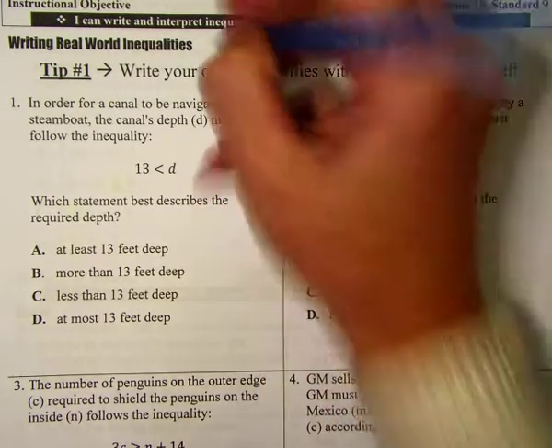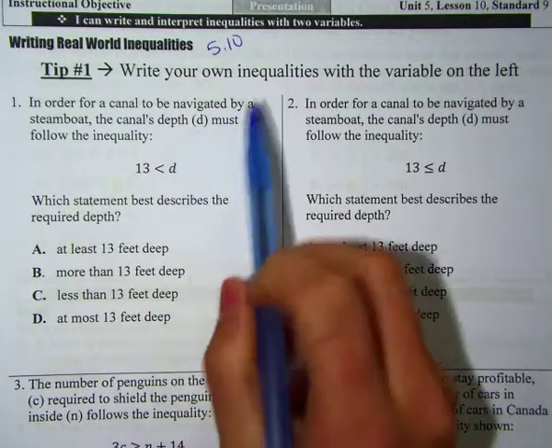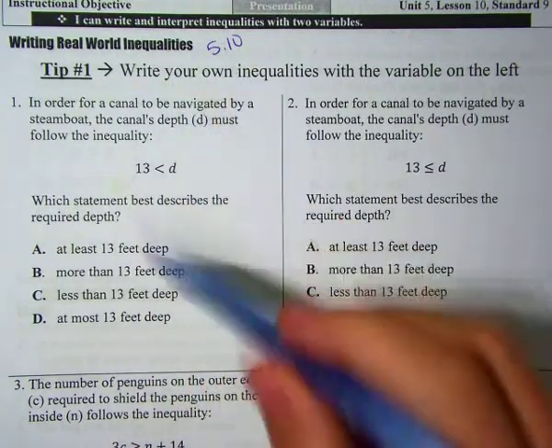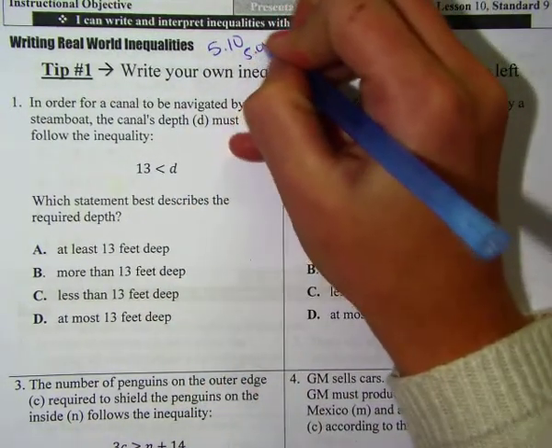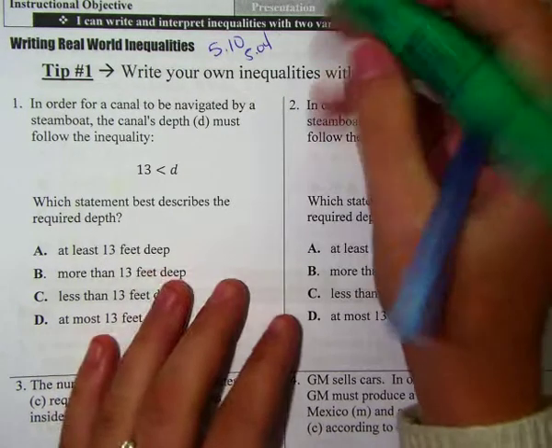Okay, this is lesson 5.10, which is writing real-world inequalities. Just to give you an idea, we've already done this lesson back in 5.4, but we're just wrapping back around to understand it a little bit more now. So I have two tips for you, especially when dealing with multiple choice questions.